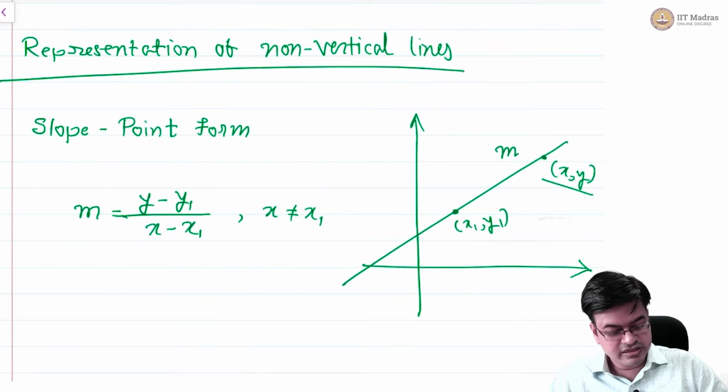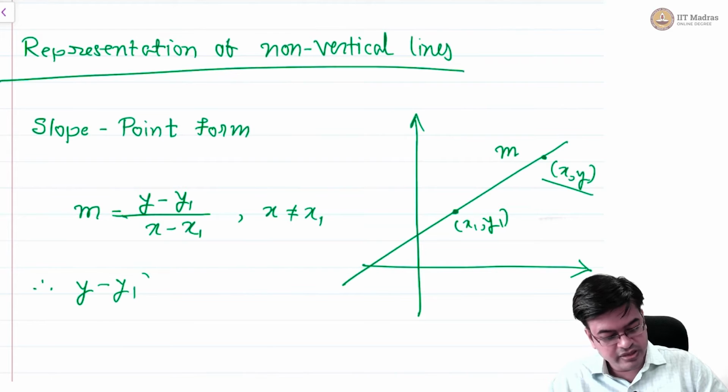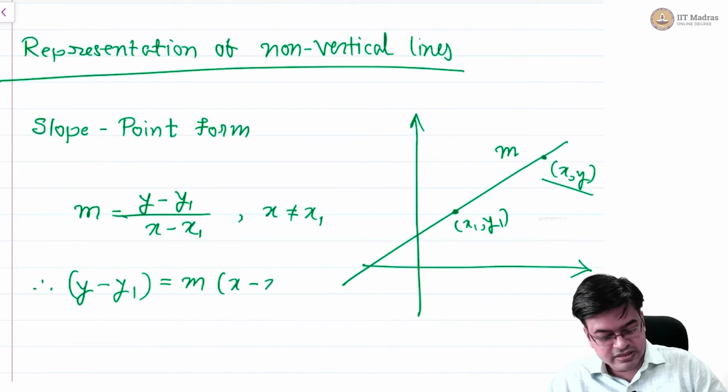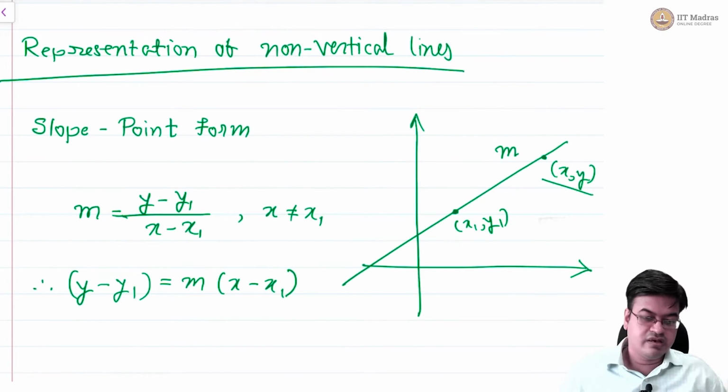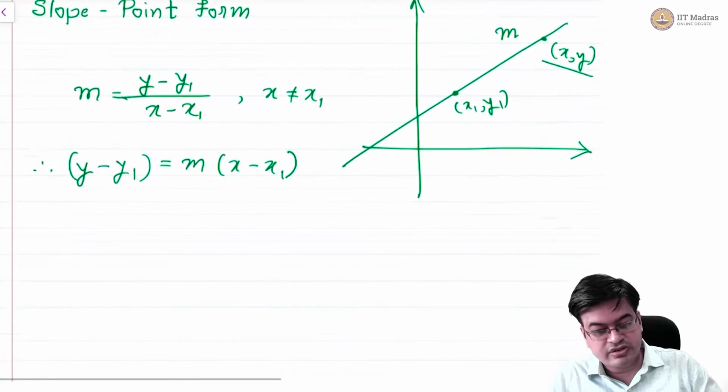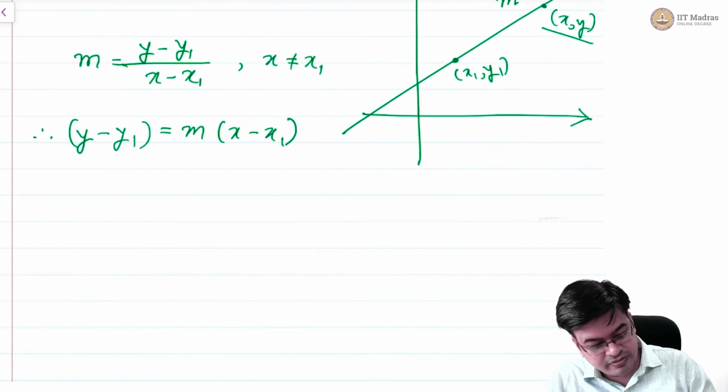And then it's very simple. Then you have cracked the puzzle and you have got y minus y1 is equal to m times x minus x1. Now this is the point slope form or slope point form of the equation of a non-vertical line where m is well defined. So let us try to solve it through one example.